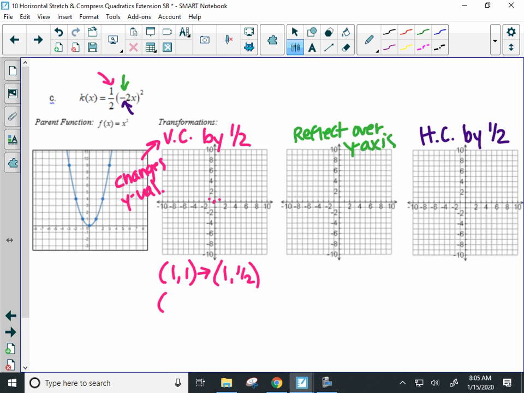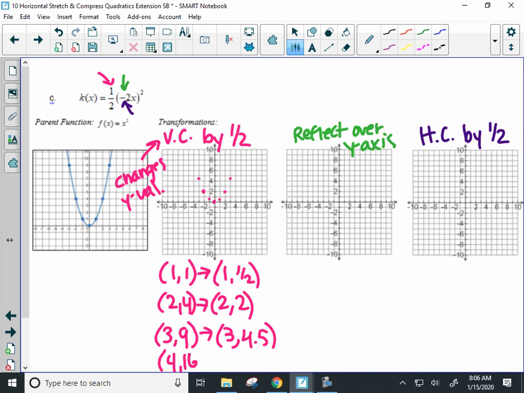The next point, (2, 4). The x stays the same. The y gets multiplied by a half. So 4 times 1/2 is (2, 2). And then I have the point (3, 9). Again, the x stays the same. The y gets multiplied by 1/2. So (3, 4.5). And we have room here. I'm going to do the next point just so that our graph is really accurate. (4, 16) we can also fit on here. The x stays the same. The y gets multiplied by half. So (4, 8). All right, so here's our graph.